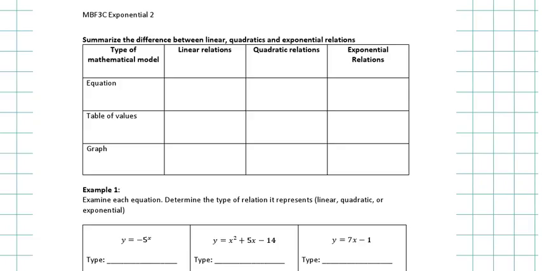What would the equation of a linear function look like? I just reviewed that with you earlier. y equals mx plus b. In the table of values, which thing is constant? When I do the table of values and I do the first difference, second difference, and the ratio, which one would be constant for linear? The first difference would be constant for linear. And the graph would be a straight line.